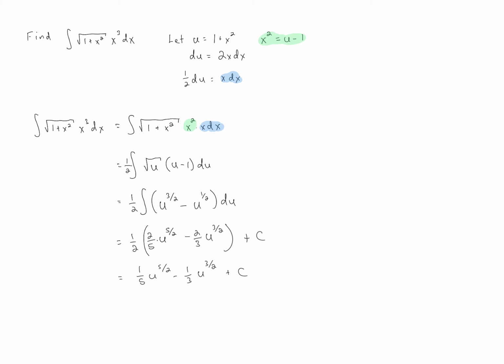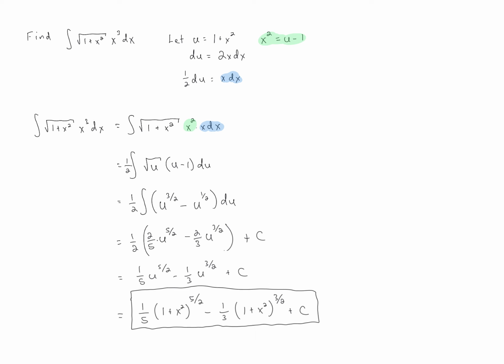plus our constant. And then finally, we can go back and wherever we see a u, we can replace it with 1 plus x squared, our original substitution. And we end up getting something that's only in terms of x. And that ends up being our integral. It's not the prettiest thing in the world, but it is a function of x, and it was not that difficult in the end. So this is an example of a situation where we can use the substitution rule.